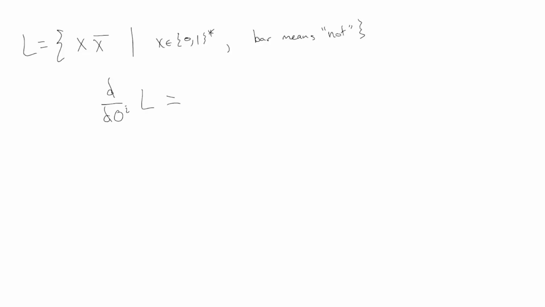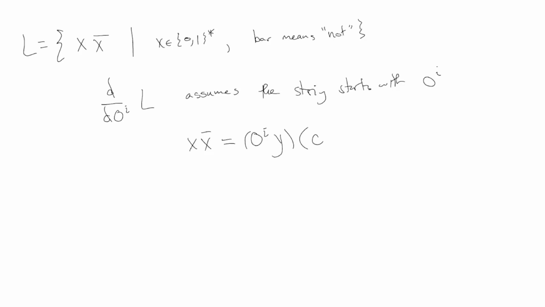So if you do this, that means when considering this derivative, I am assuming that these strings already begin with 0 to the i, right? So when I do this, this assumes the string starts with 0 to the i, all right? And that means this string x bar actually must look like 0 to the i followed by y, something like that. I'm doing a similar trick that I did last time. And then 0 to the i y bar, like that. And then if you like, actually, you can remember the meaning of the bar. The bar just changes a 0 to a 1 and changes a 1 to a 0. So you can kind of simplify this over here.